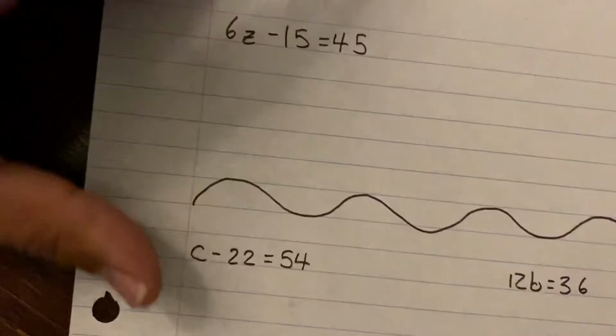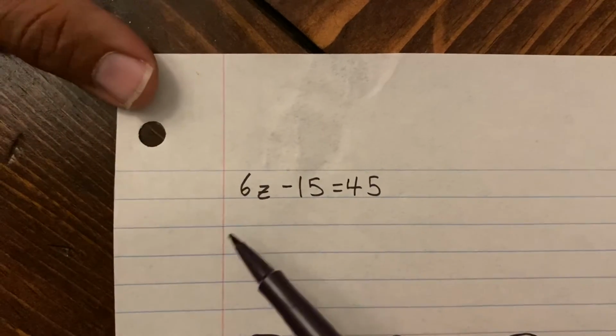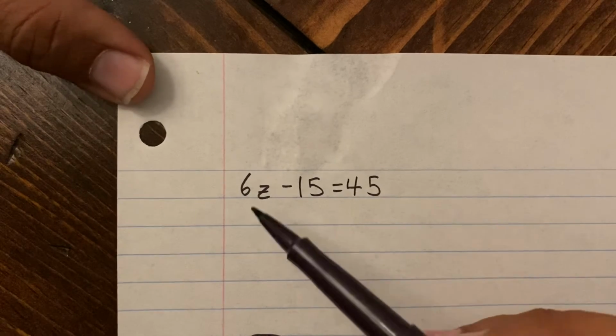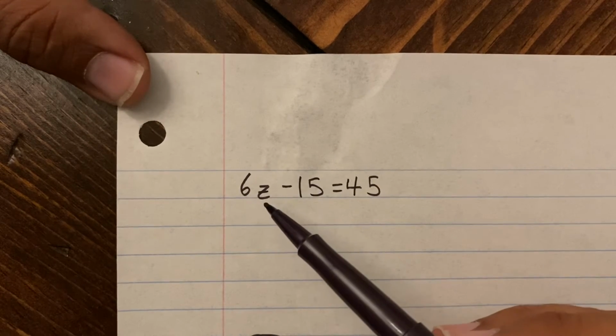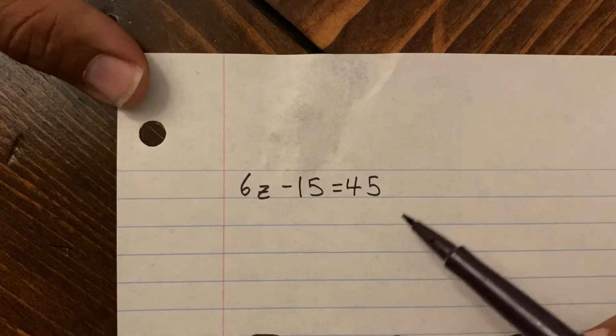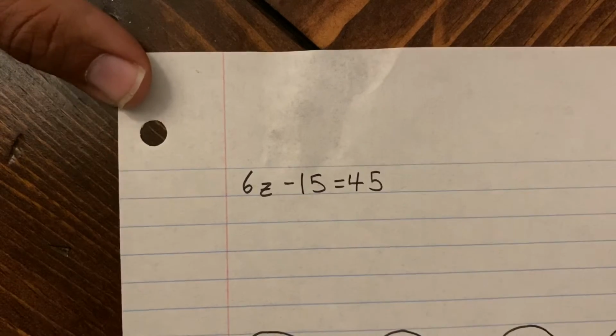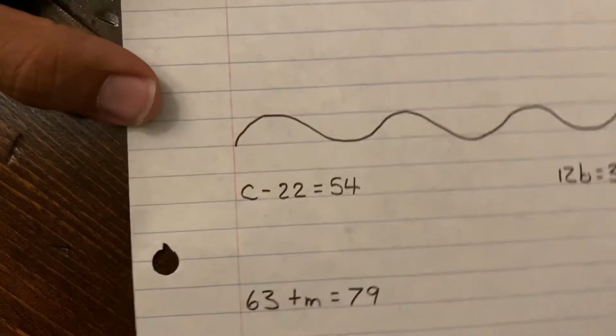All right, now we're going to be writing this out, okay? So you don't have to be fancy when you write these out. It would be the product of 6 and z subtracted by 15 is 45. Would be absolutely fine with this, okay? Now we're solving one-step equations.